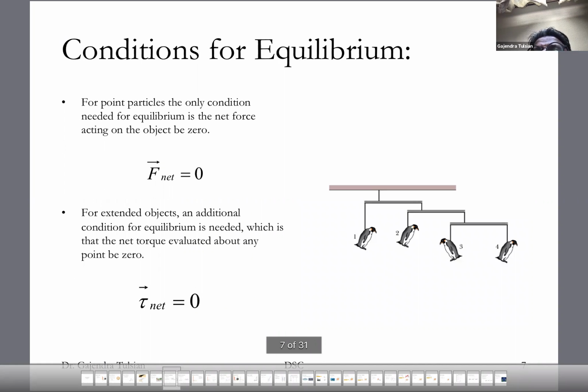Okay, so we saw that for extended objects like this, the two conditions that you need for static equilibrium are that the sum of the forces be zero and that the sum of the torques of these forces be zero. Okay, so let me draw this diagram again. So here's an object, here's an extended object. Let me see. Okay, I'll draw two cases.